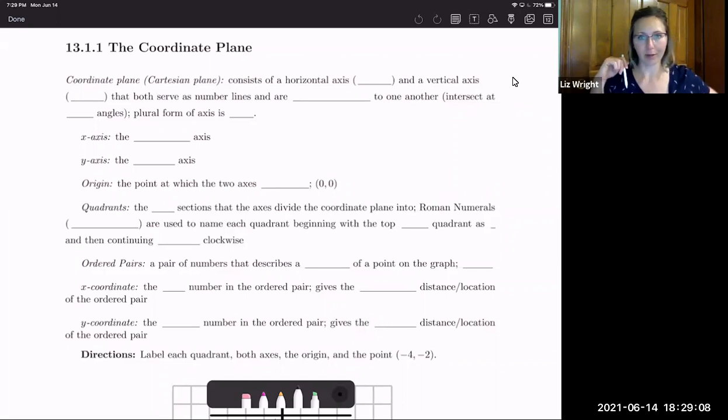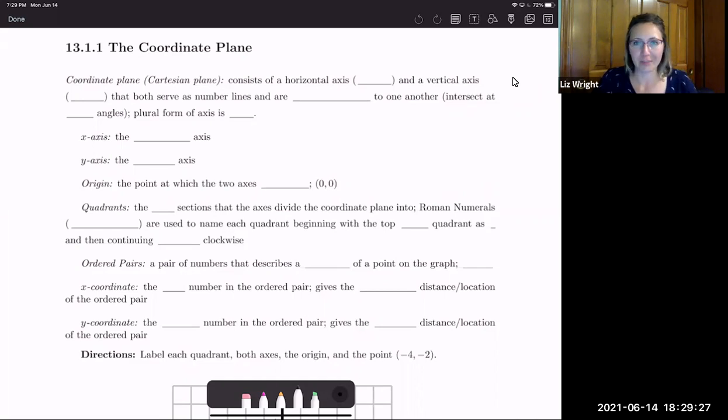In this class, we're not going to be graphing anything three-dimensionally. In some other math classes, you might be graphing an x-axis, a y-axis, and then a z-axis, which helps your graph come up vertically and you're seeing it in three dimensions. We are not going to be doing that.